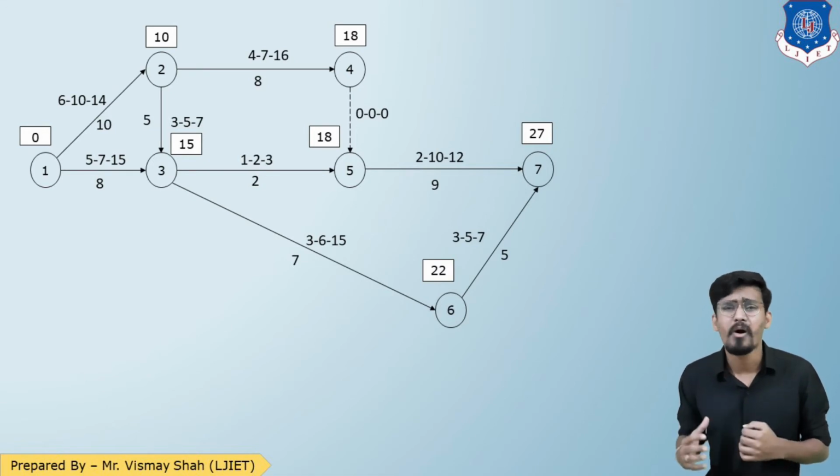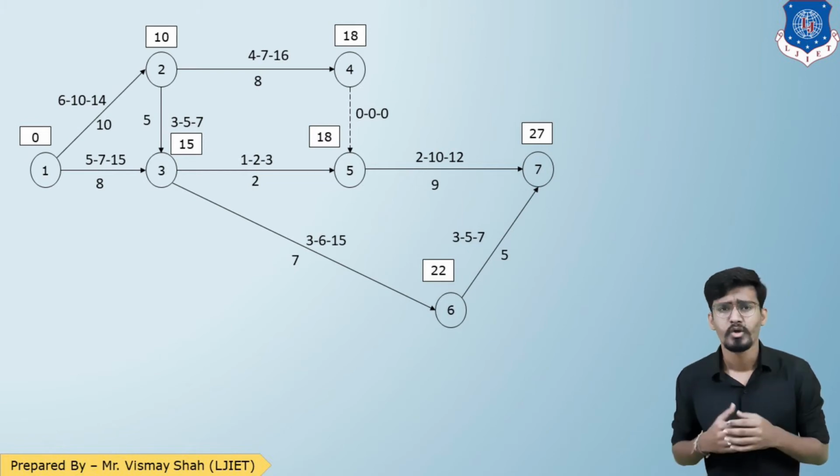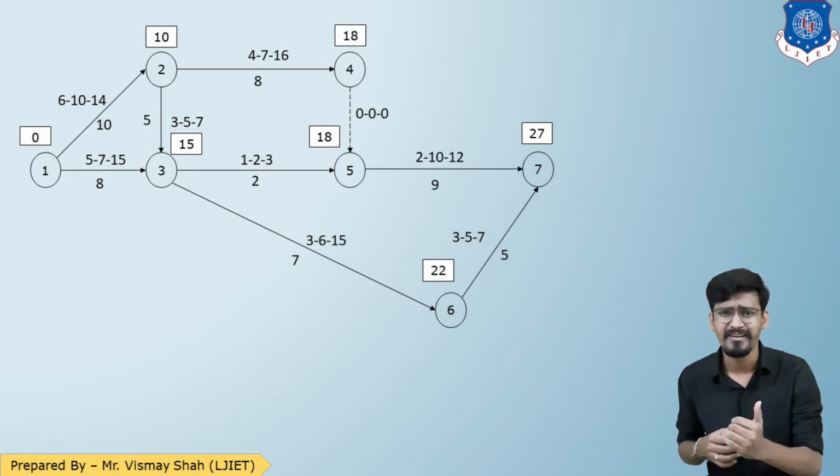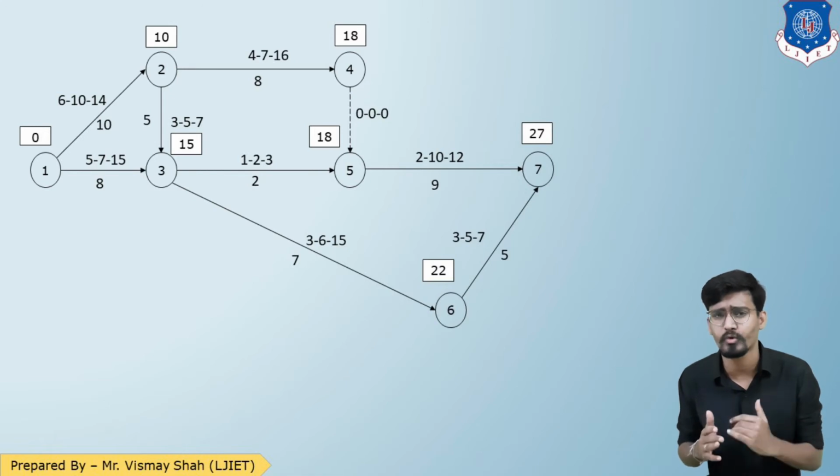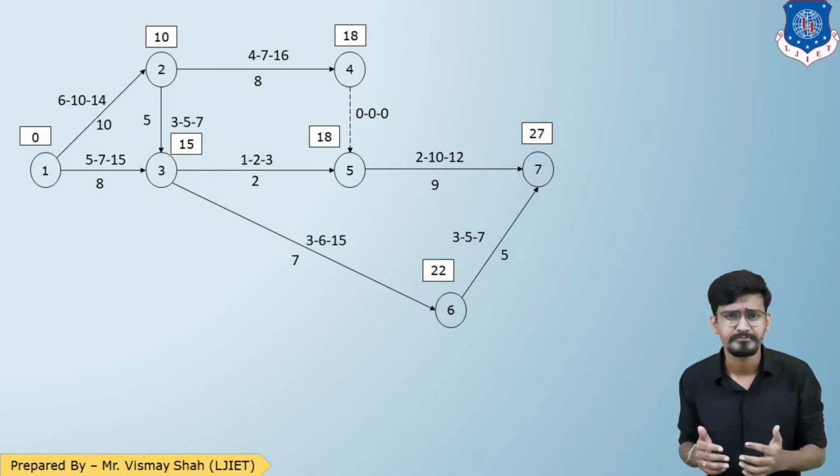Now we need to perform forward and backward analysis. So starting with point 0. For 1 to 2, the duration is 10. So 0 plus 10, 10. Now for event 3, there are 2 paths. From 1 to 3, 0 plus 8, 8. But from 2 to 3, 10 plus 5, 15. So we'll consider 15. Now for event number 4, there is only one path, 2 to 4. So 10 plus 8, 18.